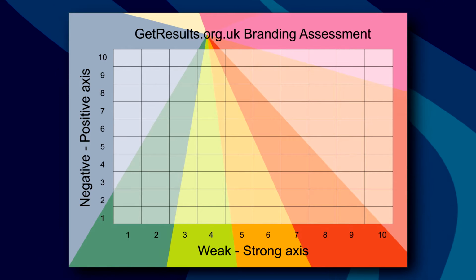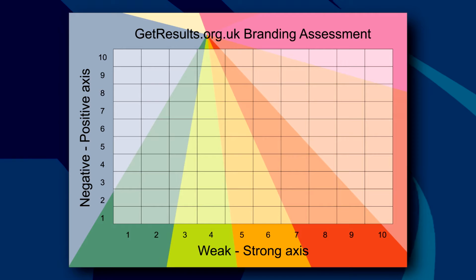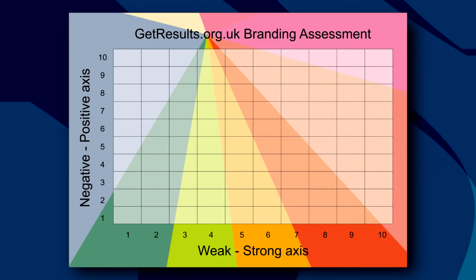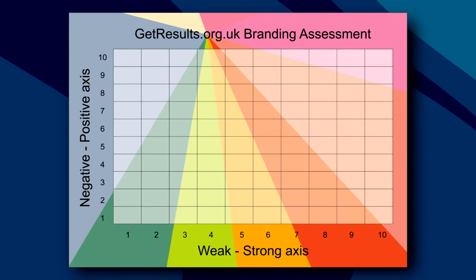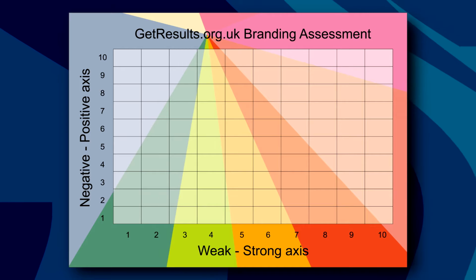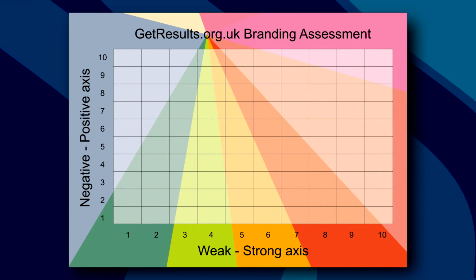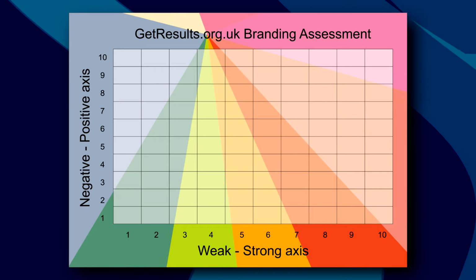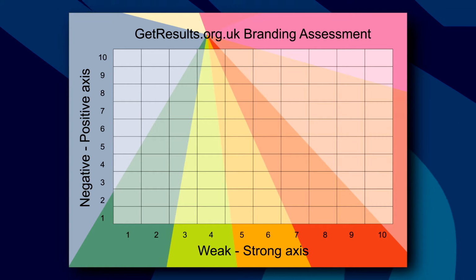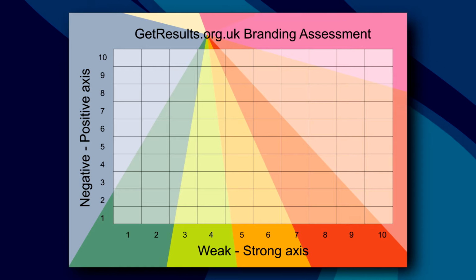The scoring goes as follows. On the weak strong axis, score between 1 to 10, with very strong being 10 and very weak being 1. On the negative to positive axis, also score 1 to 10, with very positive being 10 and very negative being 1. Ask yourself the following questions.